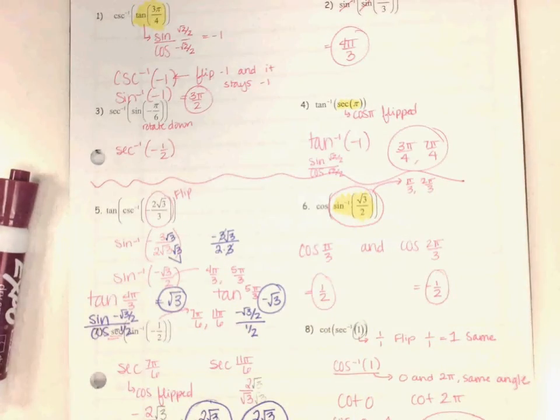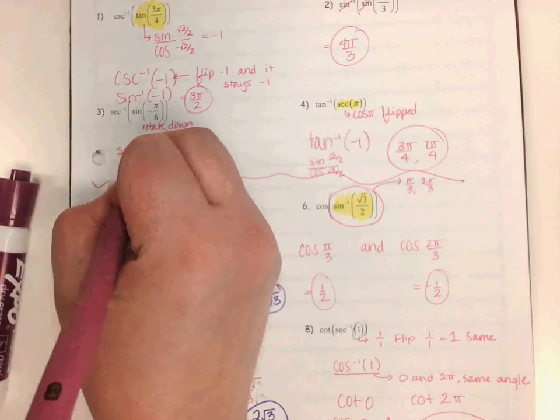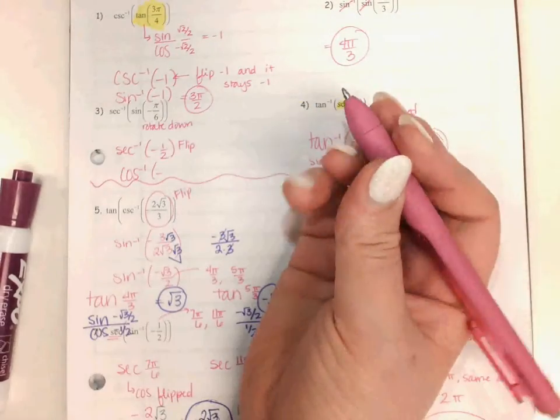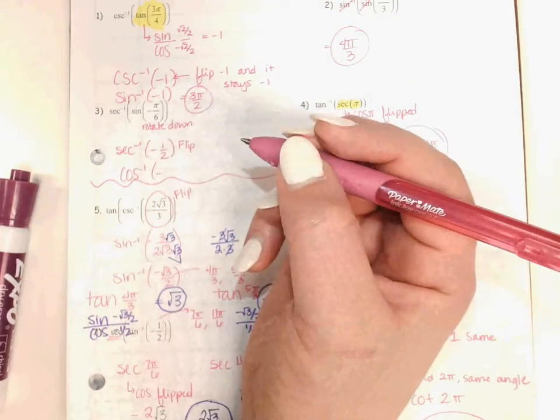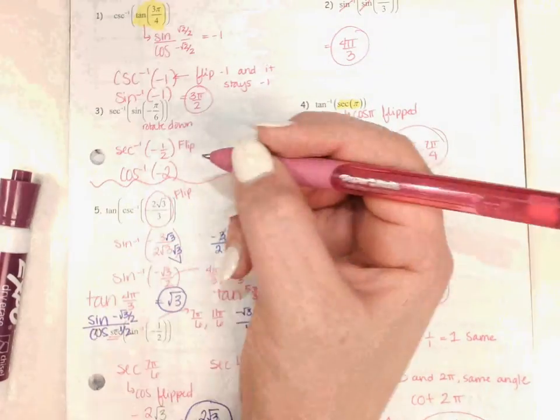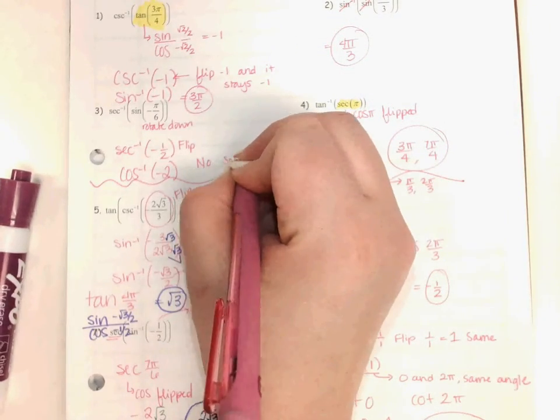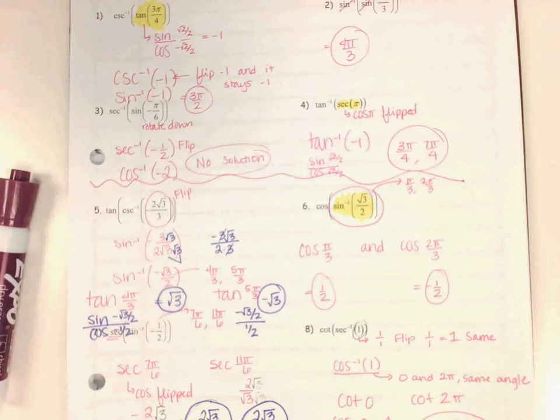How would I find the inverse secant of negative 1/2? I would have to change that to a cosine and then flip the number. So I would have the inverse cosine of flip negative 1/2. What do I get? 2 over 1. And is that anywhere on your circle? No. Okay, your x value never comes out to be 2. It can be 1/2, it can be 1, it can be root 2 over 2, but it's never going to be a 2. Okay, so that's not possible.